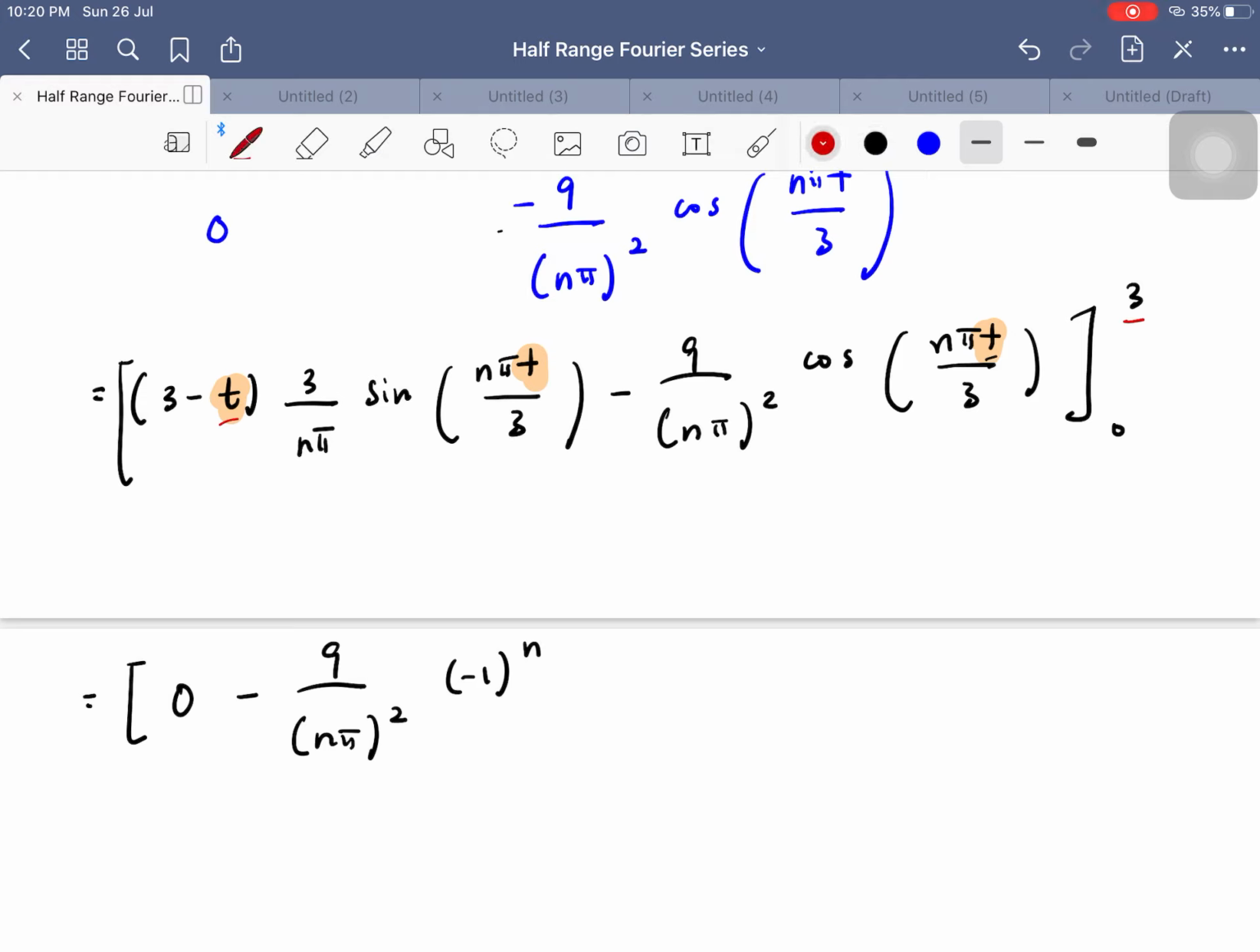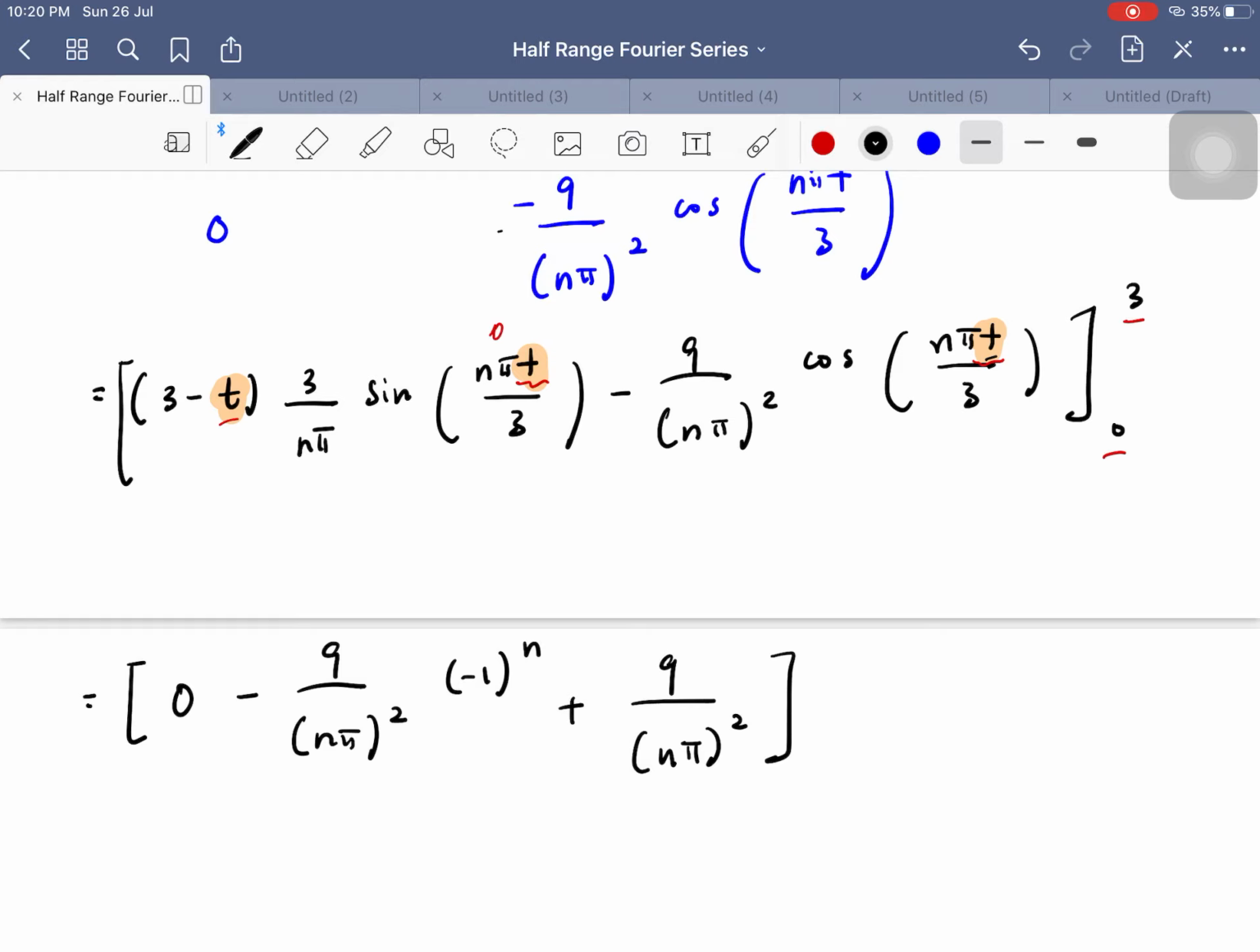And then I'm going to substitute t equals 0. Of course, when I substitute t equals 0, the whole first part is going to be 0, and sine of 0 is going to be 0. And when I substitute t equal 0 right there, I'll end up with cos of 0, but remember, cos of 0 is going to equal 1. And minus, I'll end up with a positive of 9 over n pi square. So that will be the outcome.